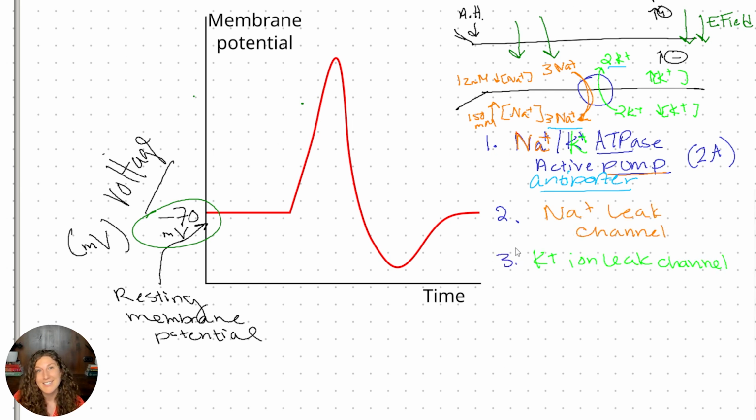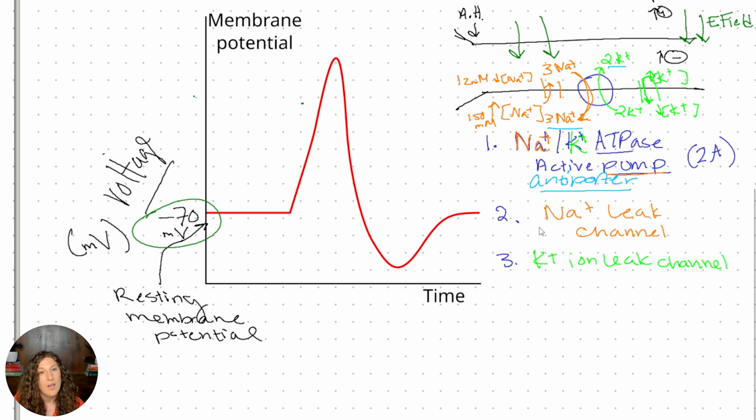Now, what are leak channels? Leak channels are truly what they sound like. They are channels that are open and passive, right? So we have passive diffusion, which means the ions are always going to go down their gradient. So potassium in a leak channel is going to go from in to out and leave the cell, right? Sodium, on the other side, is going to enter the cell because it's going to go with its gradient and be a passive leak channel.